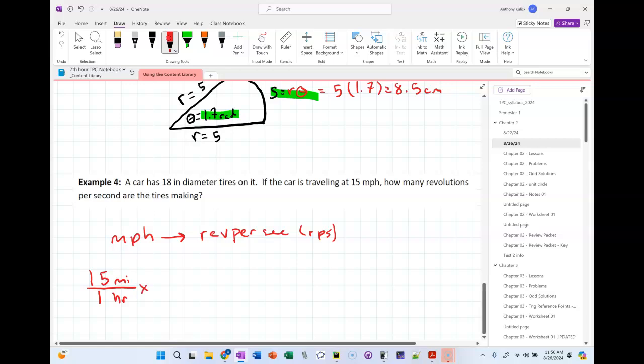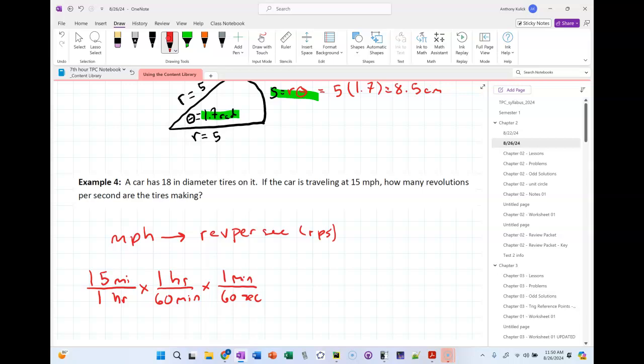Does anybody remember how many seconds are in an hour? Well, that's minutes, right? There's 60 minutes in an hour. Let's do that then. So 1 hour is 60 minutes. And then I know that in 1 minute, there's 60 seconds. Or if you remembered, there was 3,600 seconds in 1 hour. You could have written it in one step too. That's okay. Is everybody okay?